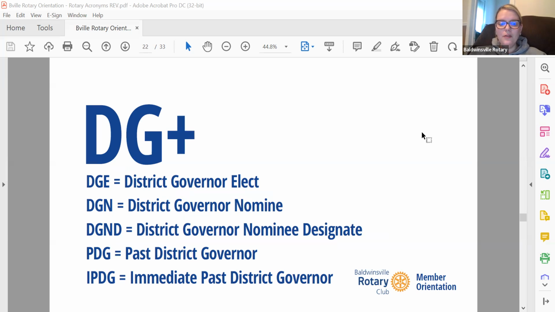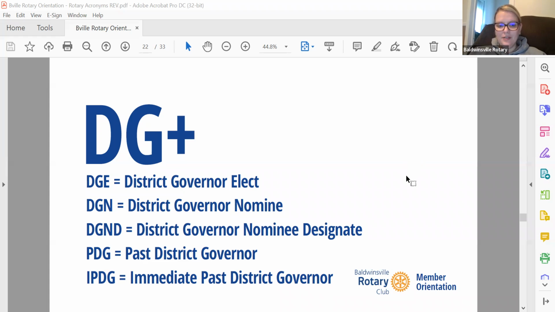DG is one we went over, for District Governor, and there's a lot of variations of acronyms that involve DG, depending on if you're about to become one or you've already been one. That includes the District Governor-elect, the next person to be District Governor, District Governor nominee, the person who comes after them, and District Governor nominee designate, the person that comes after them. So we have a whole line of district governors in place in advance for continuity in our district leadership.